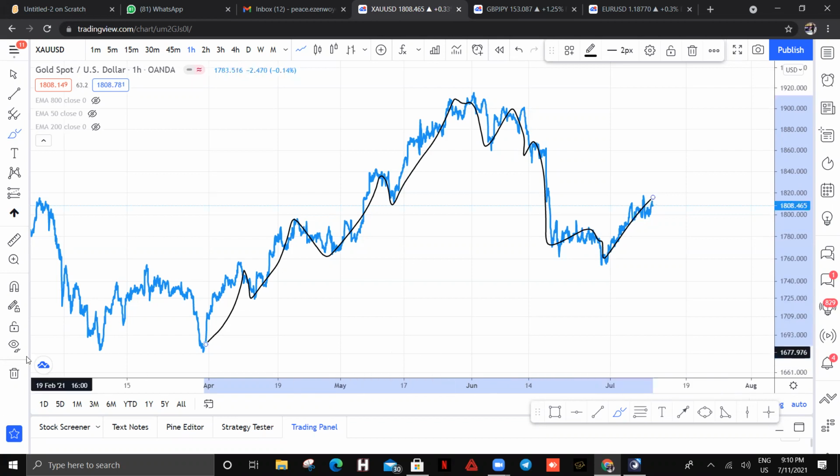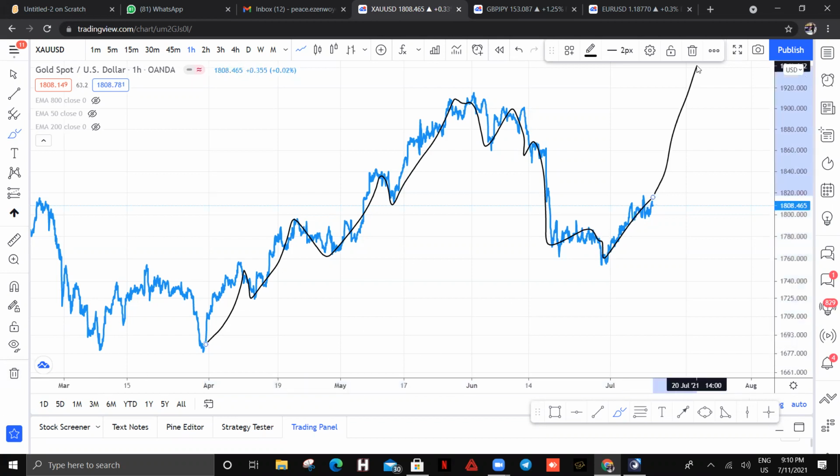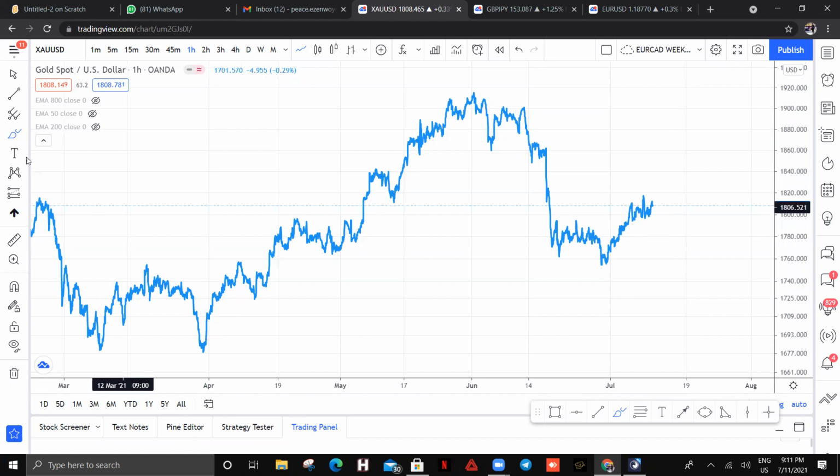So how can you identify that this pattern is going to be going up or this pattern is going to do what? Come down. We're going to draw that using our zones to identify it. Now, I'm going to reset this chart first.